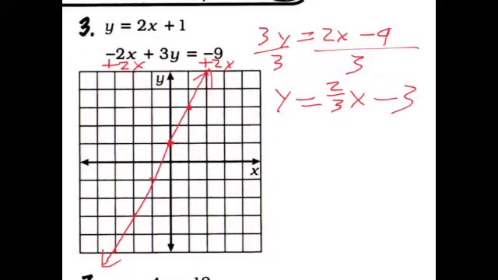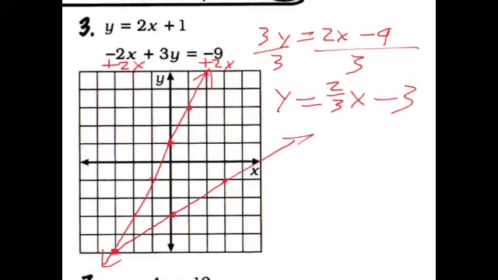It has a y-intercept of -3 because that's a number not with x. It has a slope of 2/3. That means you can go up 2, right 3, and that'll give you another point. Or you can go down 2, left 3, which is going to give you another point, which is right there.